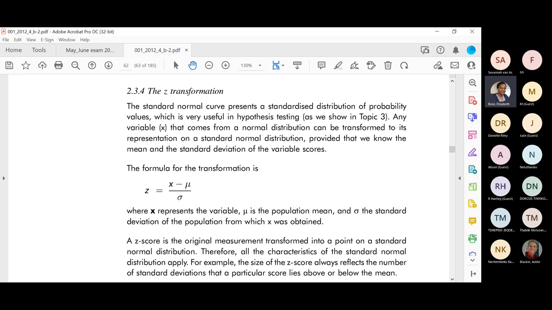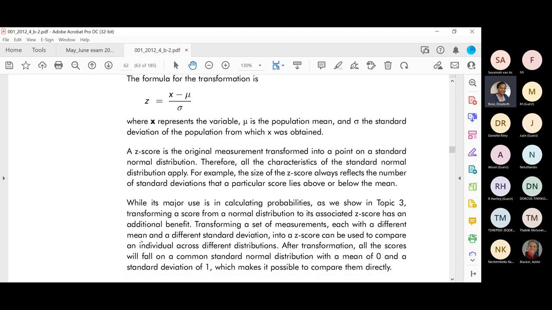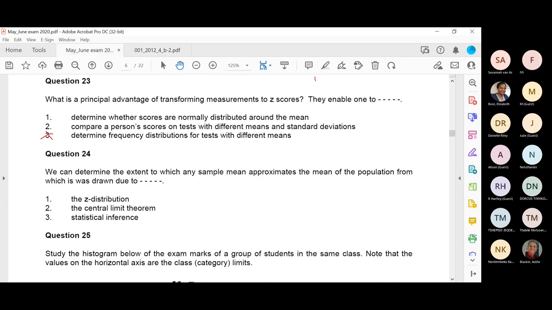The z-score is the original measurement transformed into a point on a standard normal distribution. Therefore, all characteristics of a standard normal distribution apply. For example, the size of the score always reflects the number of standard deviations that a particular score lies above or below the mean. I'm leaning towards number one.